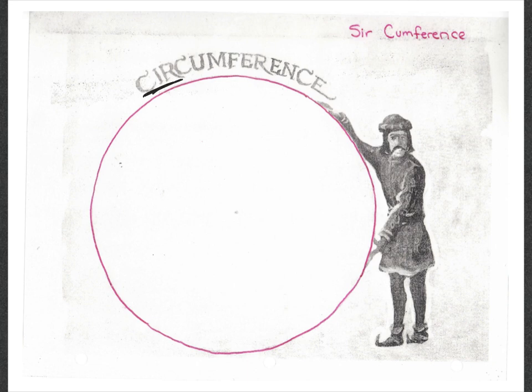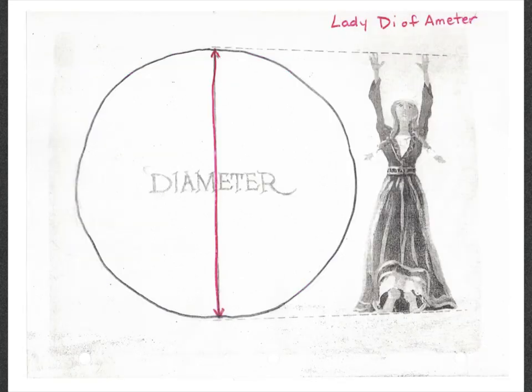Okay, so Sir, they changed the spelling here, Sir, and then Cumference. So his name is Circumference. So the circumference is the outside of a shape. Then he fell in love with Lady Di of Ameter, and he loved her. They got married, and when he married her, his gift to her was that he wanted to name part of the circle after her. So her name is Lady Di of Ameter, and he decided that how tall she was across the circle was going to be the diameter after Lady Di of Ameter.